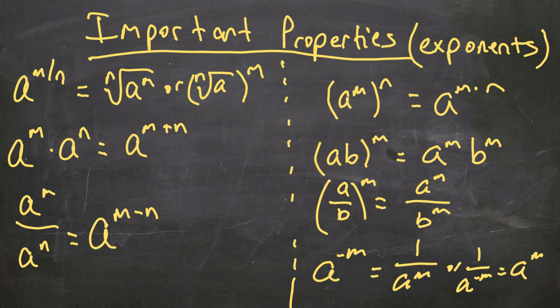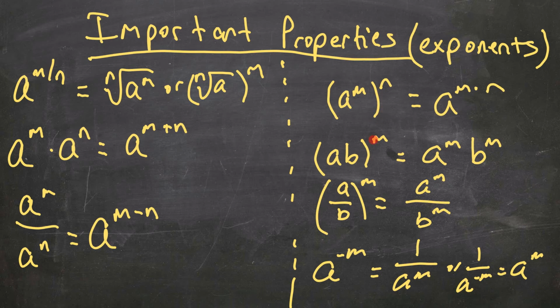Before we get started, there are some important properties you're going to want to know. One thing, we talk about this idea of translating. You're going to want to be able to go from exponent form to radical form. That's what this property says. Then remember, we talk about matching bases. If you have matching bases and they're being multiplied, you add the exponents. If they have matching bases and they're being divided, you subtract the exponents.